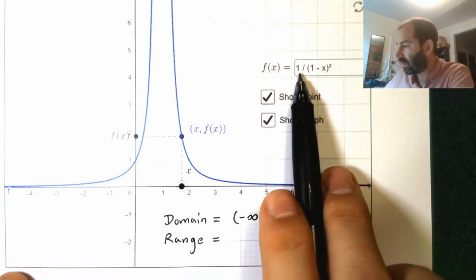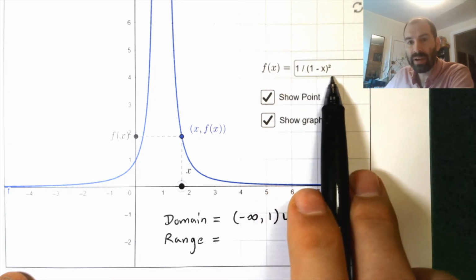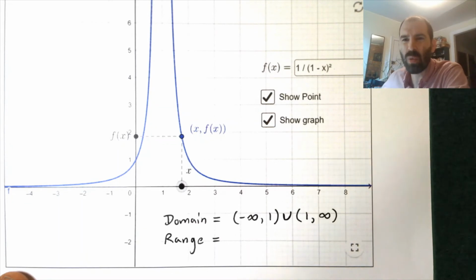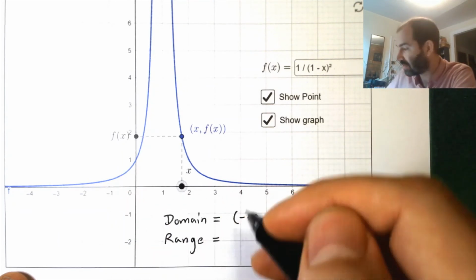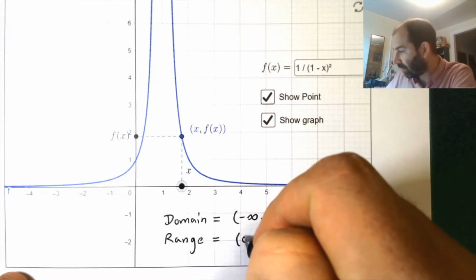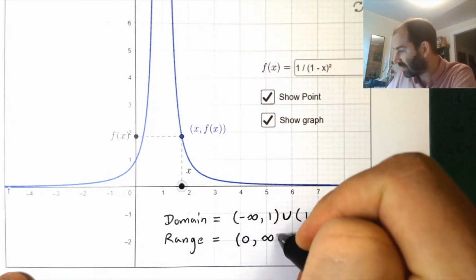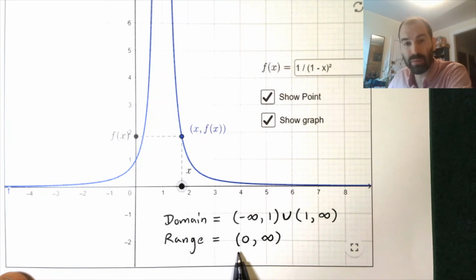And look what we're doing. We're taking 1 and dividing by some expression of x. Can I divide 1 by something and get 0? No, it's impossible. You can't divide by something and end up with 0. That's not possible. So that means that 0 is not in the range. But every number greater than 0 is. So here we have to use a round bracket around 0.